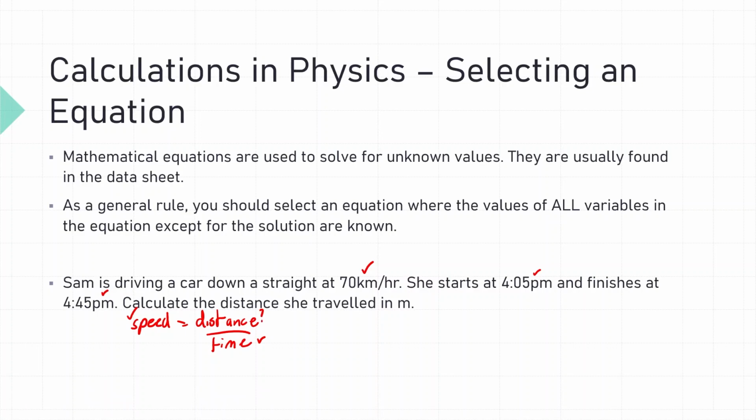So in this case, we have an equation where the values of all variables are known, except for the solution, the thing that we're trying to find. So we know speed, we know time, we don't know distance. So this is going to be a useful equation to use.